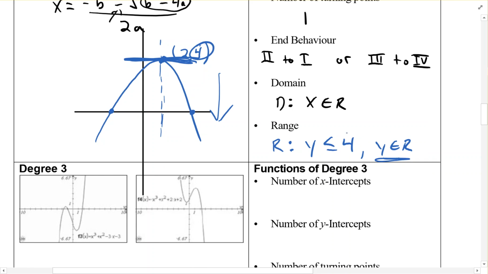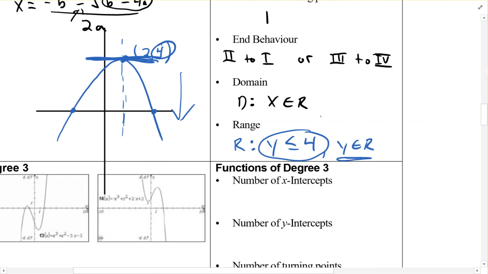But this is kind of the big one. You've got to figure out the vertex. So range, it's the y value of the vertex. So if you want to write that down too, y value of vertex is what's important there.